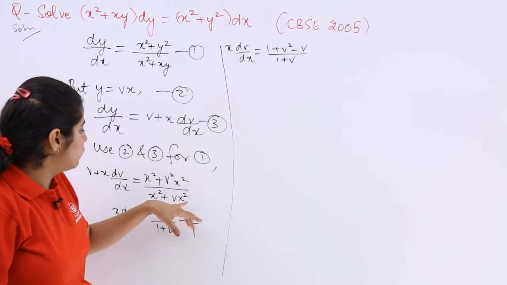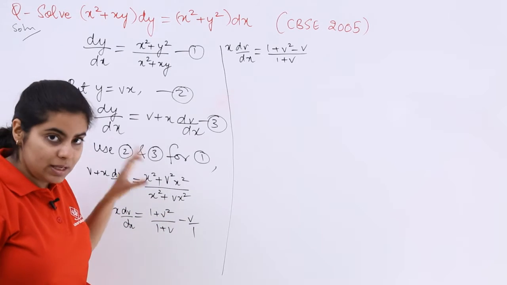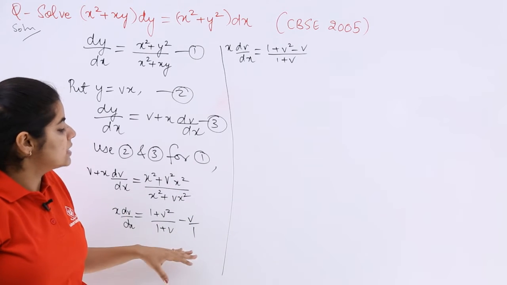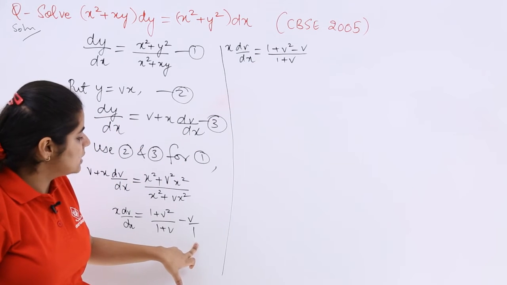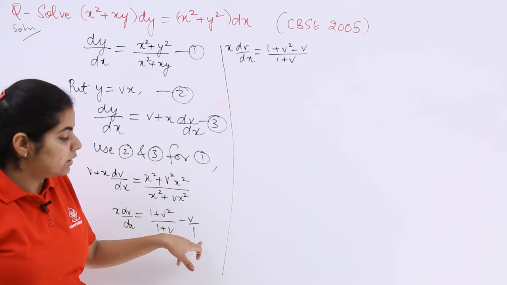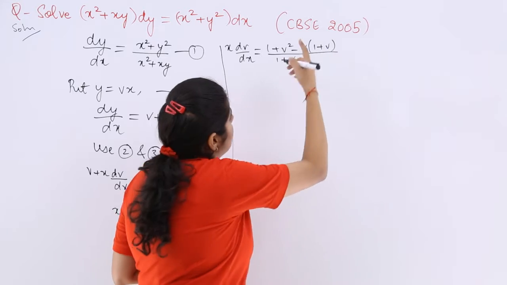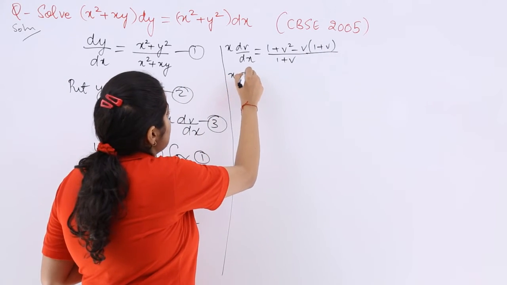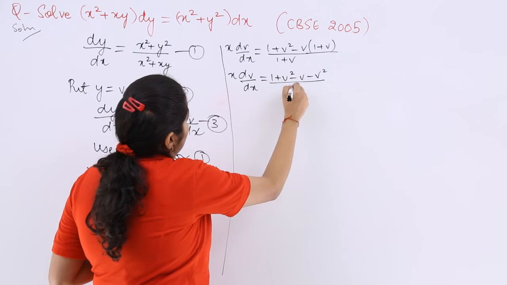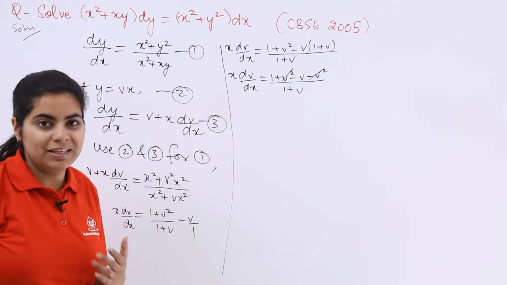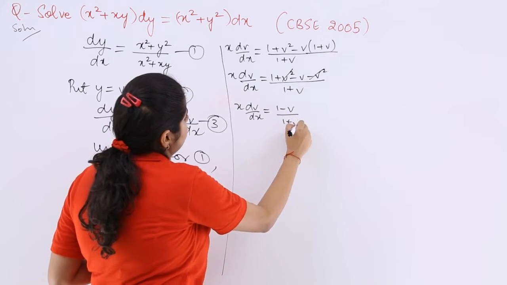I am again repeating that what we have done is we have taken x square common. So it is 1 plus v square over 1 plus v, minus v goes there, 1 plus v is taken as the LCM. So this is 1 plus v square, and this is how many times? I am sorry, there was one mistake. This should be 1 plus v there. So v into 1 plus v. Now let's clarify it. It is x dv by dx is equal to 1 plus v square minus v square upon 1 plus v. V square minus v square gets cancelled. So it is x dv by dx is equal to 1 minus v over 1 plus v.